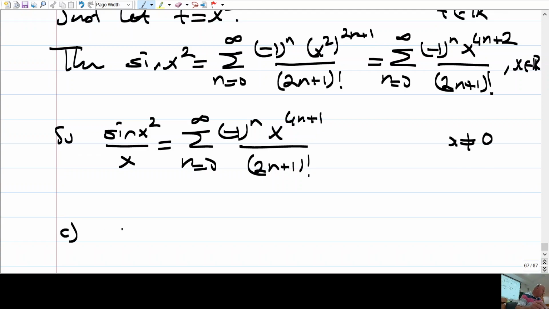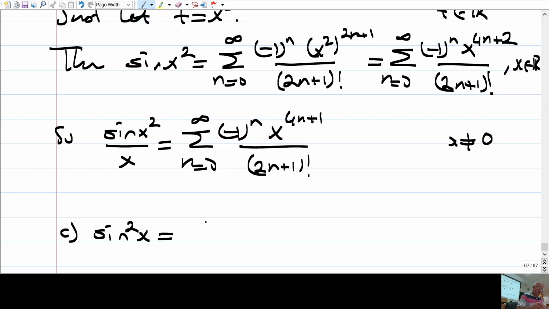Part C, sine squared x. Well, what is this? This is sine x times sine x, but you know, if you start with the Taylor series for sine x and multiply it with itself, you get a Cauchy product, you get another power series, but it doesn't look very handy. There is a trick.